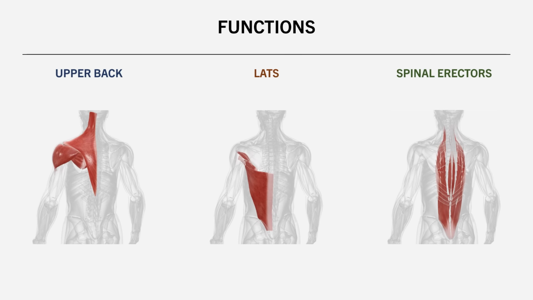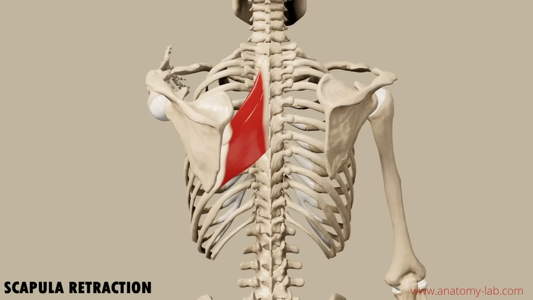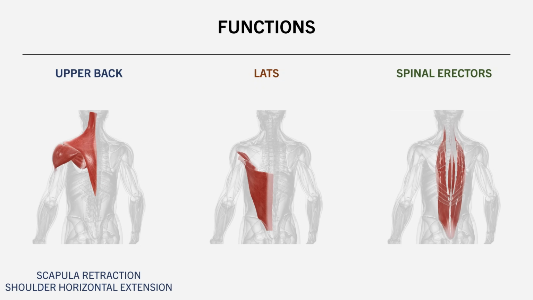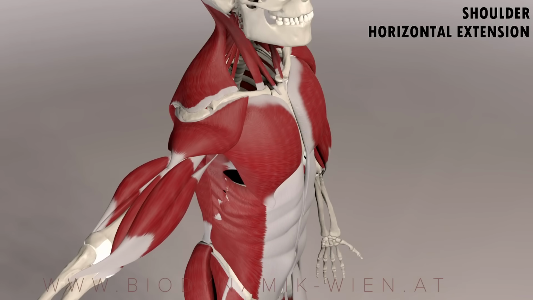Now that we have explored the anatomy of the back, let's look at what functions the back muscle contributes to. As mentioned, the different regions of the back contribute to slightly different primary functions. The upper back muscles have two primary roles. First is to retract the scapula. This is the movement of squeezing the shoulder blades back and together. The other primary role is to horizontally extend the shoulder. This is the movement of bringing the arm backward in a horizontal motion.